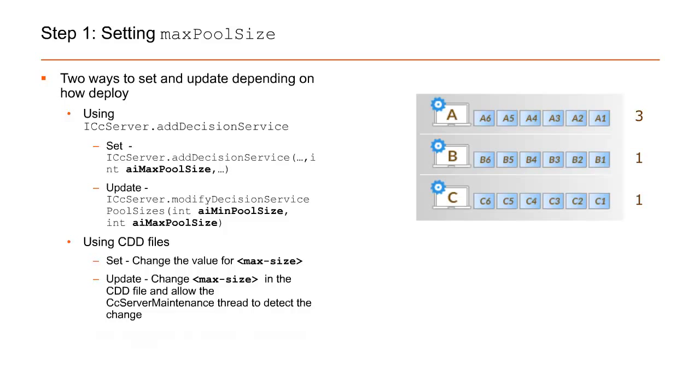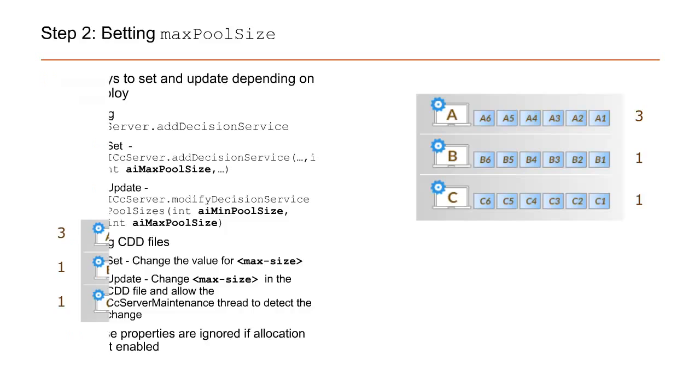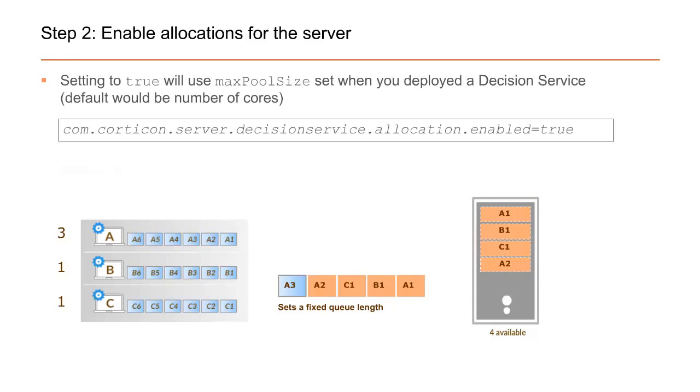It is important to note that using allocations is a two-step process. If you do not enable allocations, these properties are ignored. To use the new allocation, you must set the com.corticon.server.decisionservice.allocation.enable to true. By default, it is false or off. Setting this property to true will use max pool size, which is set when you deployed each decision service, to cap the length of the execution queue to the sum of the max pool size values. In this example, that sum is 5.